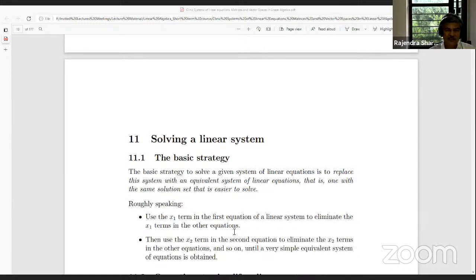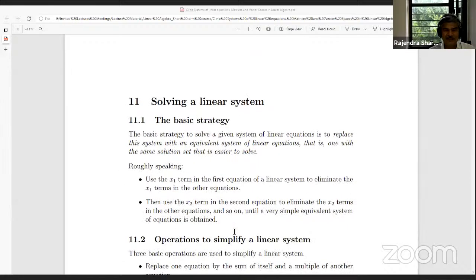So solving a linear system, the basic strategy is as follows. Roughly speaking, we use the x1 term in the first equation of a linear system to eliminate x1 terms in the remaining equations, and then use the x2 term in the second equation to eliminate the x2 term from the third and onward equations, and so on.